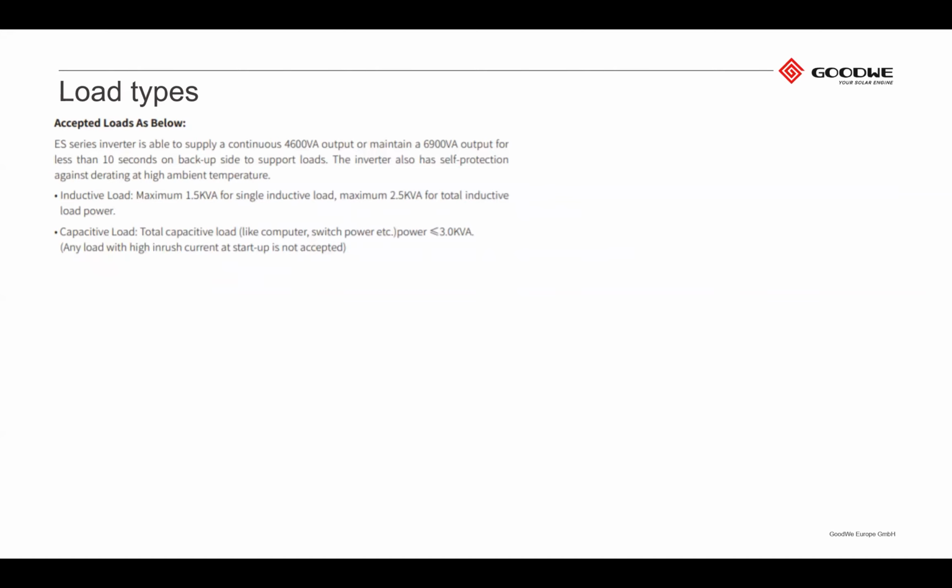You'll see, as for our ES inverter, we do have some stipulations regarding the load types. For inductive loads, you'll see we put a maximum rating of 1.5 kVA for a single inductive load and 2.5 kVA for total inductive load power. That total inductive load power is the peak power demand for an inductive load. So should your 1.5 kVA inductive load have a good power factor, a good capacitor, good motor starting, it can run on the backup of a 4.6 kilowatt inverter. It will run without any issues.